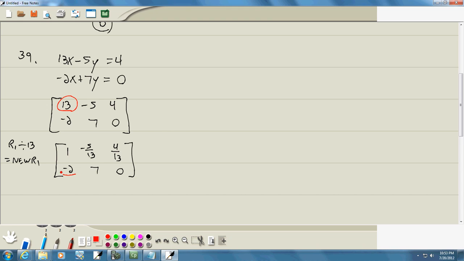Next thing is we want to get a 0 here. So we're going to multiply row 1 by a number and then add it to here to get a 0. You look at this 1 and you ask yourself, what times the 1, then added to negative 2, would give me 0? Well, 2 times 1 is 2, plus negative 2 gives us 0. So we're going to take 2 times row 1 and we'll add that to row 2, and that's going to give us our new row 2.